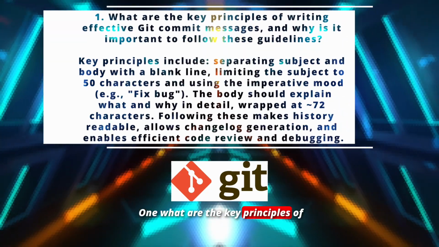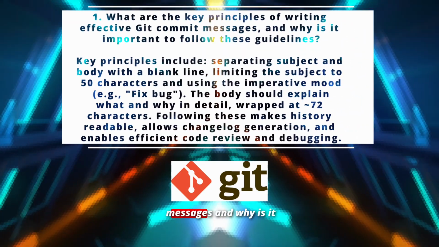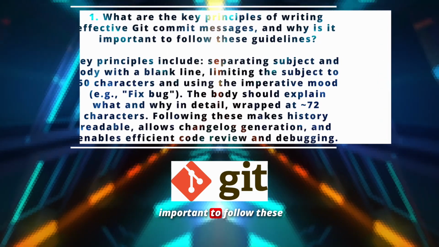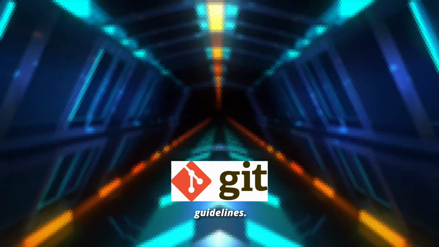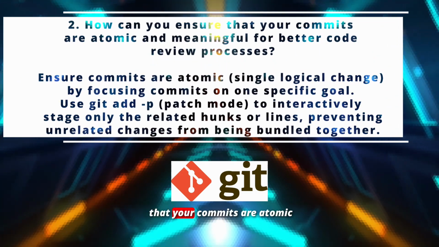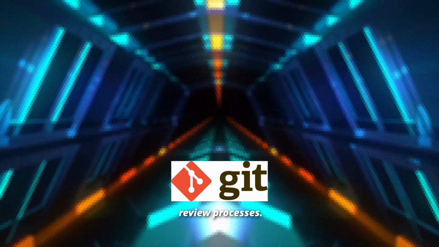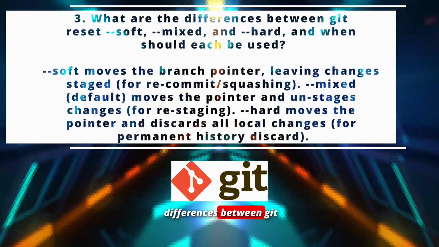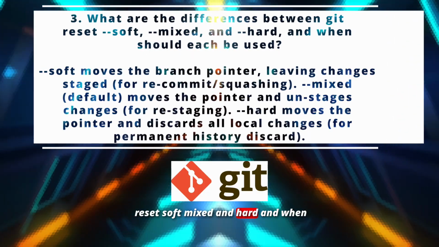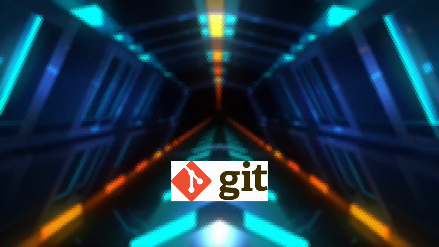1. What are the key principles of writing effective Git commit messages, and why is it important to follow these guidelines? 2. How can you ensure that your commits are atomic and meaningful for better code review processes? 3. What are the differences between Git reset soft, mixed, and hard, and when should each be used?